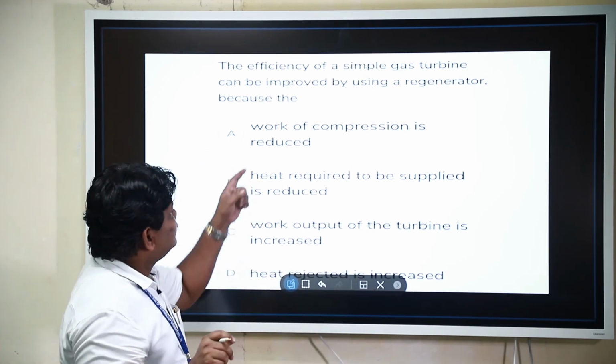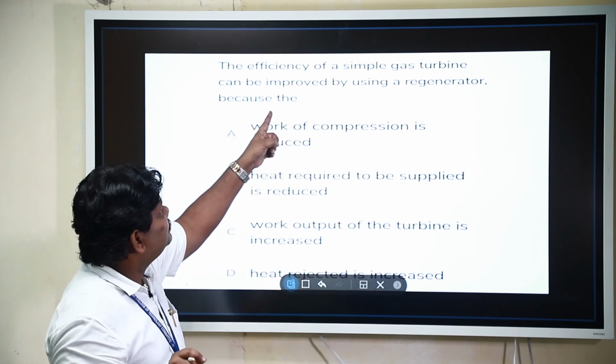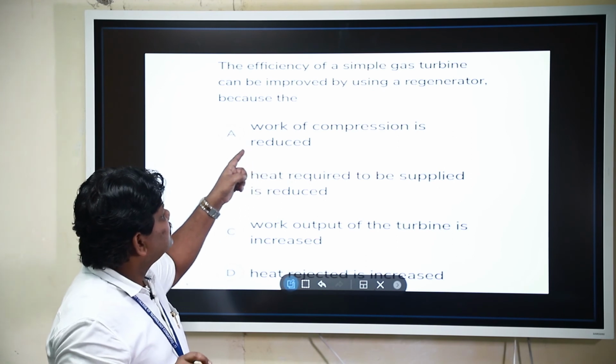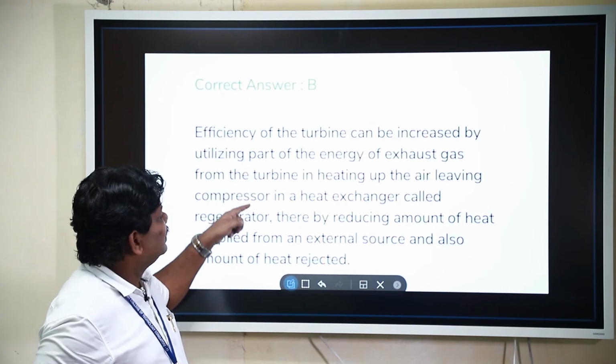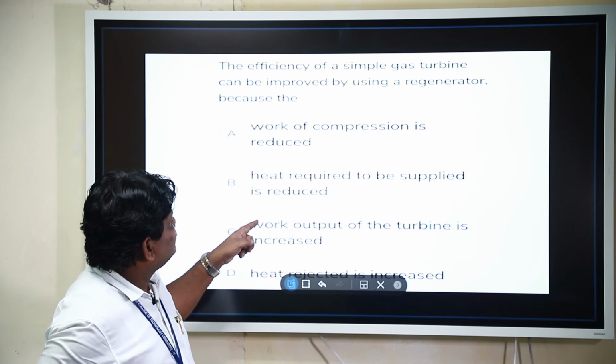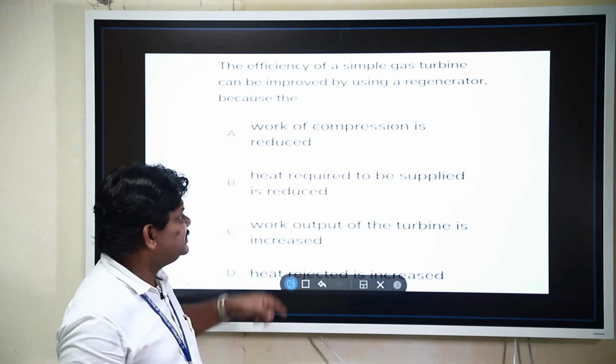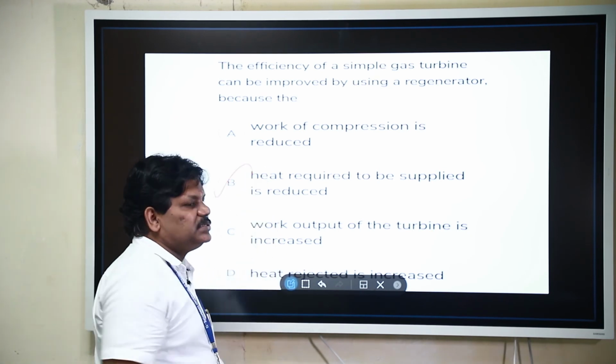So the next is, the efficiency of a simple gas turbine can be improved by using a regenerator, because, so what is the reason for this? When you go for that, you can see that the heat required to be supplied is reduced. So that is the reason. So these are all direct questions.